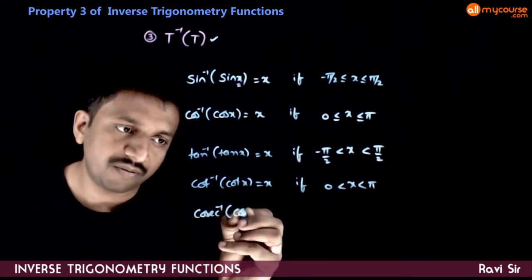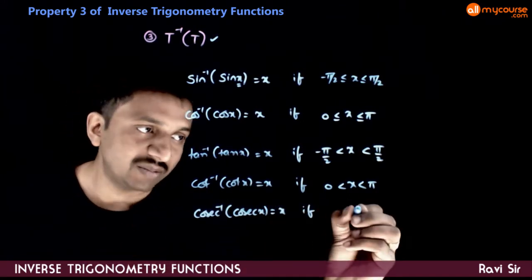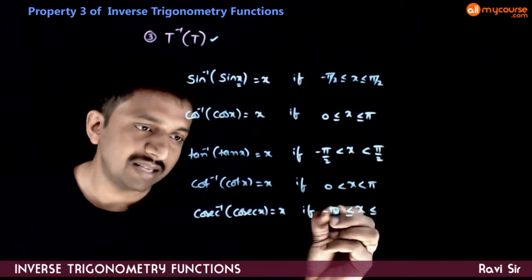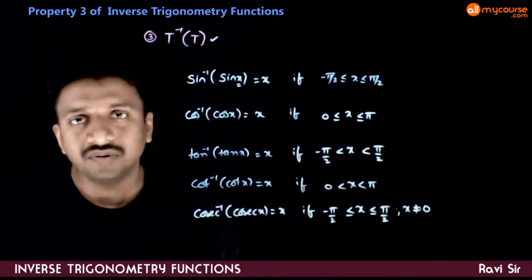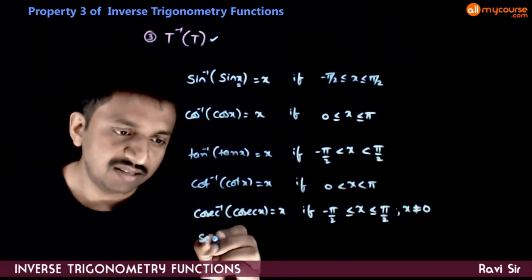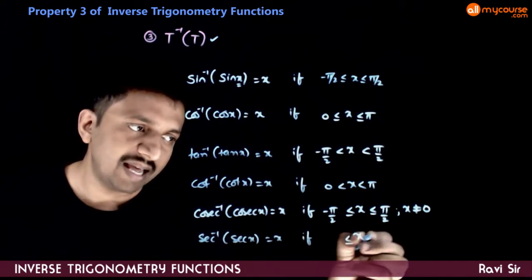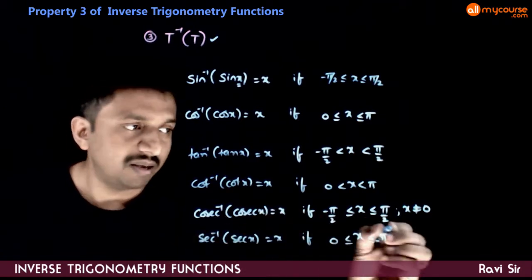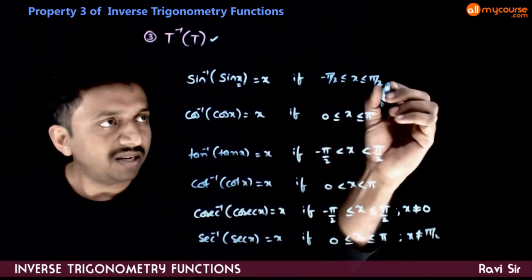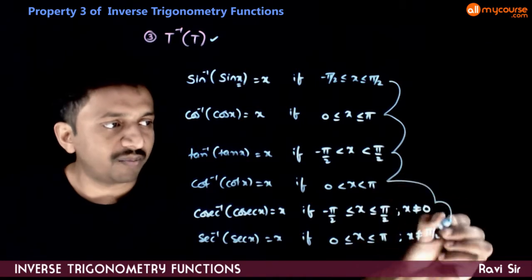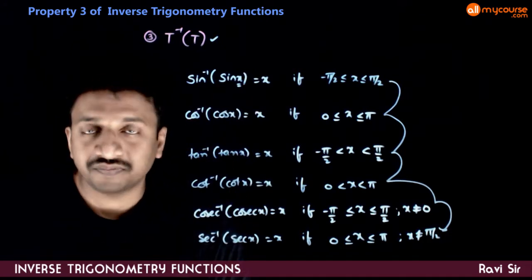Cosecant inverse of cosecant x is equal to x if x lies between minus pi by 2 and plus pi by 2 and x not equal to 0. And similarly, secant inverse of secant x is equal to x if x lies between 0 and pi but x not equal to pi by 2. So within the restricted domains of the trigonometric functions, T inverse of T of x will be equal to x.